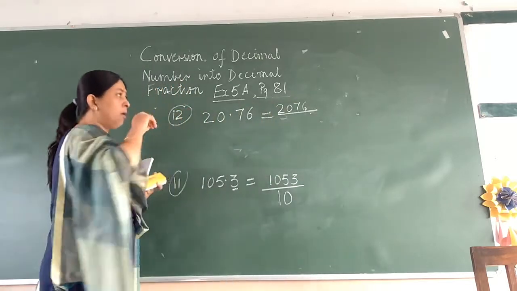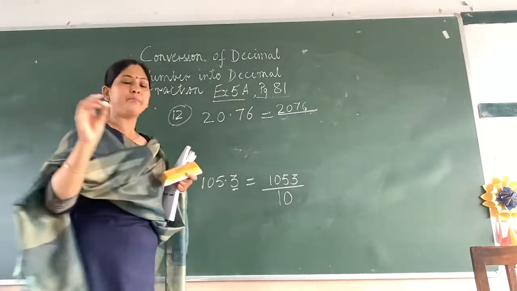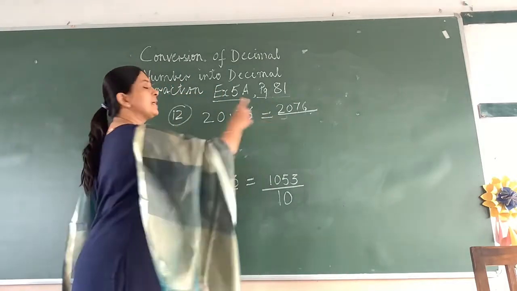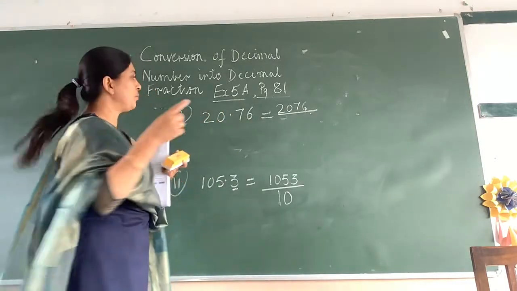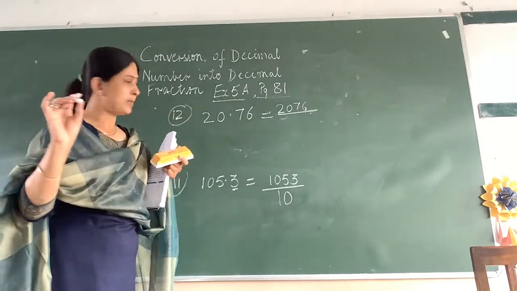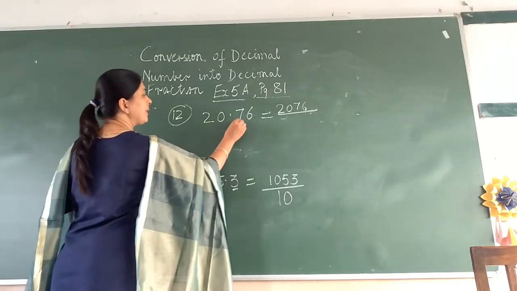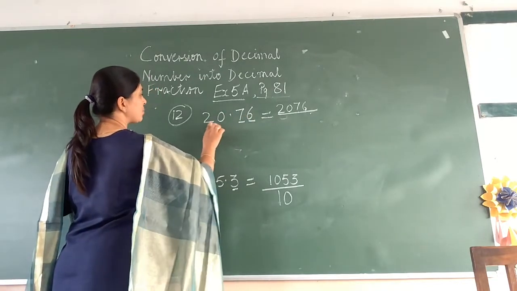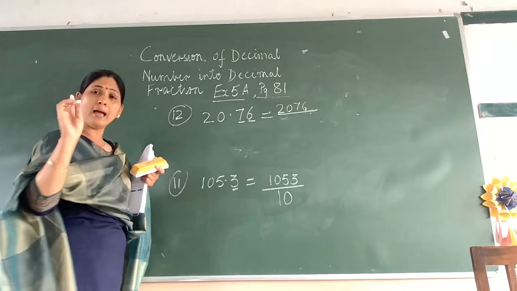2076. We wrote the number without the decimal point, that becomes our numerator. So, our numerator is 2076. Now, how many decimal places does 20.76 have?